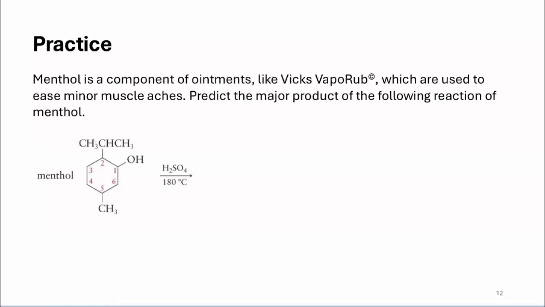Let's actually look at the following example and predict what's going to be the product for the reaction. Menthol is a component in many ointments, including Vicks Vapor Rub. Now, if menthol is heated in the presence of sulfuric acid at 180 degrees Celsius, let's predict the alkenes that will form in this reaction. I'm going to zoom in to look at the molecule more closely.